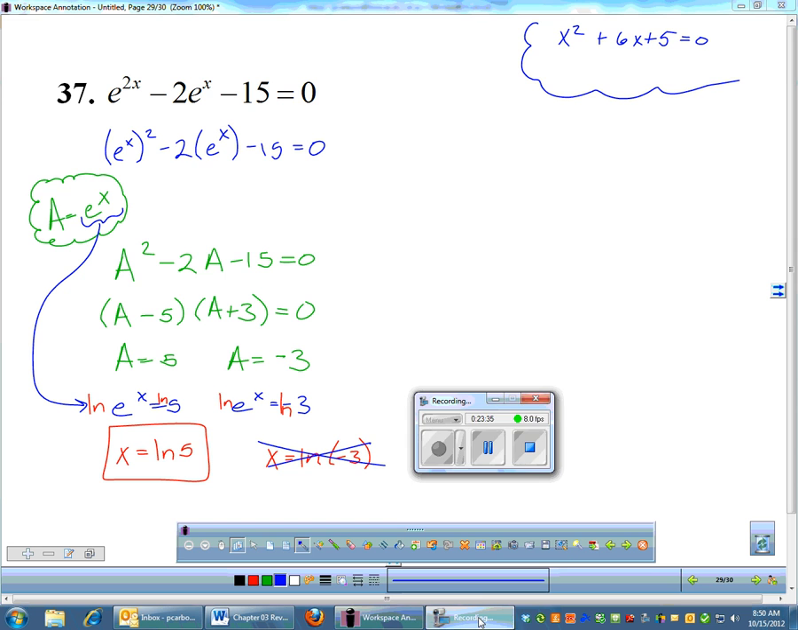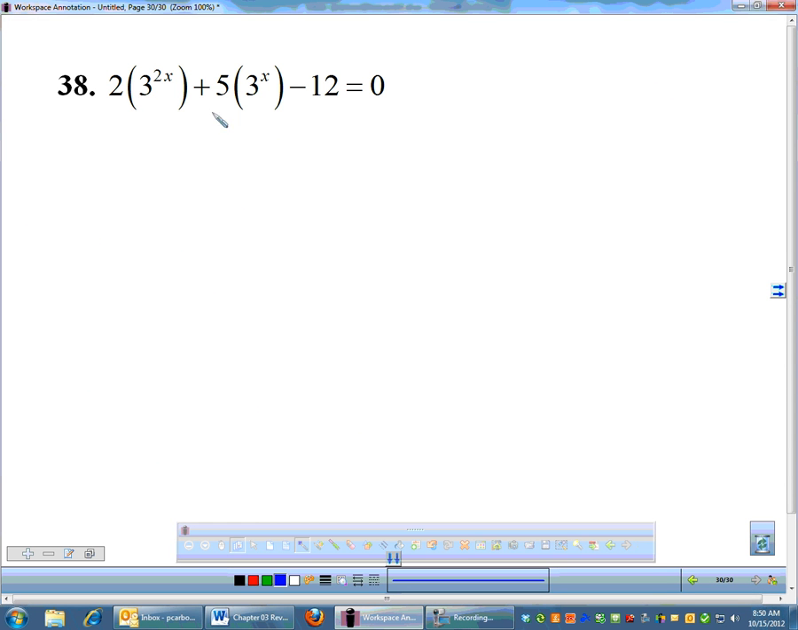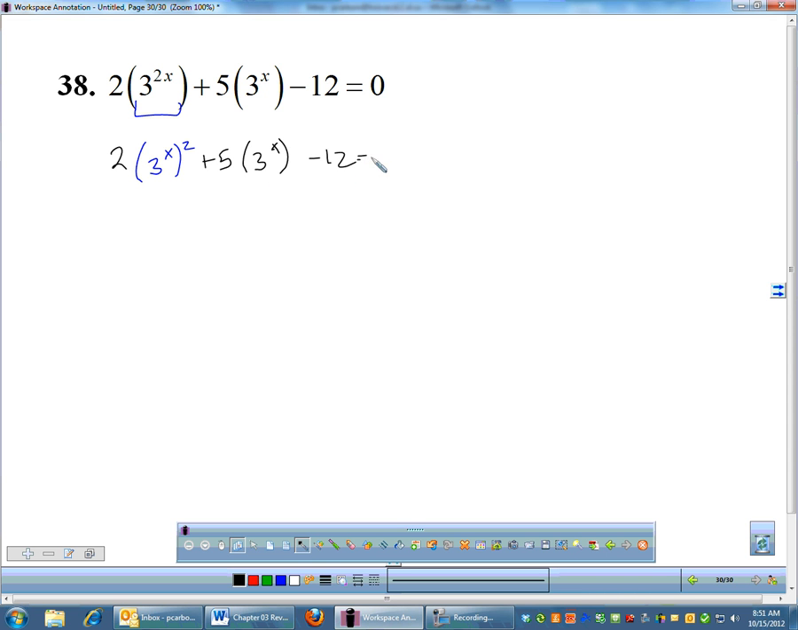Okay, then we have one more problem. This one is going to be the same kind of problem, except now it's 3 to the 2x instead of e to the 2x. But I'm going to change 3 to the 2x to 3 to the x squared, and everything else is going to stay the same. Plus 5 times 3 to the x minus 12 equals 0. Then I'll do my substitution. I'm going to take out 3 to the x, and I'm going to plug a in its place, just to make the problem a little less intimidating.